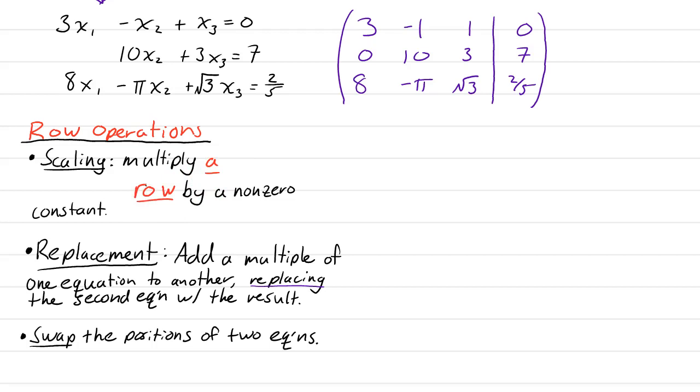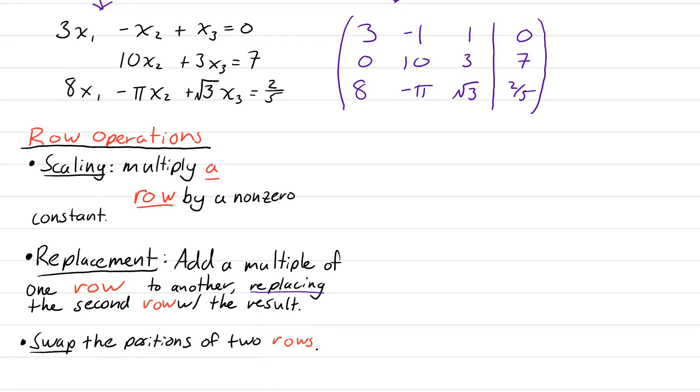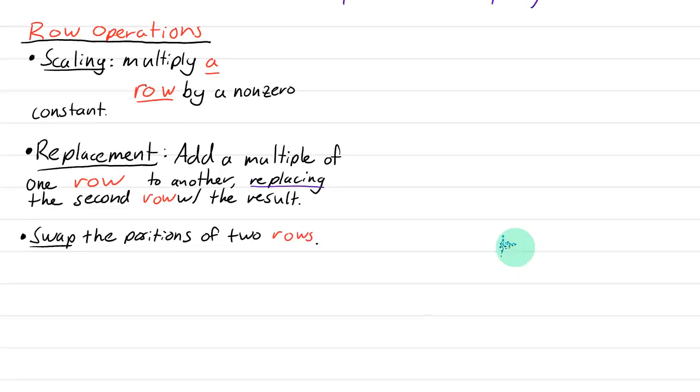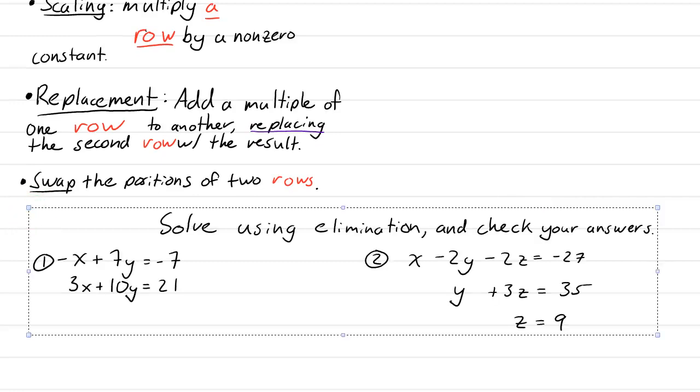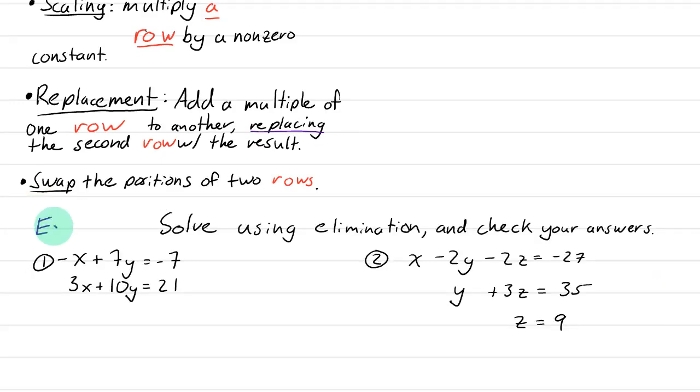And each row stands for a non-zero constant. You can also add a multiple of one row to another row, replacing the second row with the result. And that does not change the solution set of the system of equations that's behind the scenes there. And you can also swap the positions of two rows. Now, to see what this looks like in practice, let's do the exercise from yesterday, except now I'm going to do it as an example for y'all.